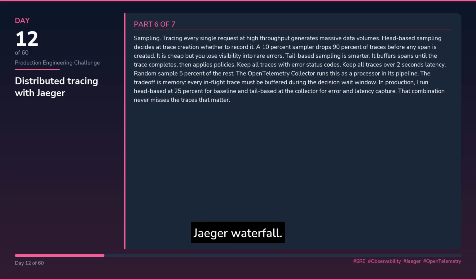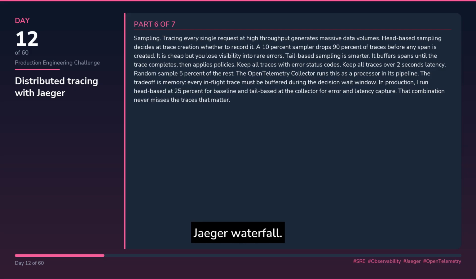Tail-based sampling is smarter. It buffers spans until the trace completes, then applies policies. Keep all traces with error status codes. Keep all traces over 2 seconds latency. Random sample 5% of the rest. The OpenTelemetry collector runs this as a processor in its pipeline. The trade-off is memory. Every in-flight trace must be buffered during the decision wait window. In production, I run head-based at 25% for baseline and tail-based at the collector for error and latency capture. That combination never misses the traces that matter.